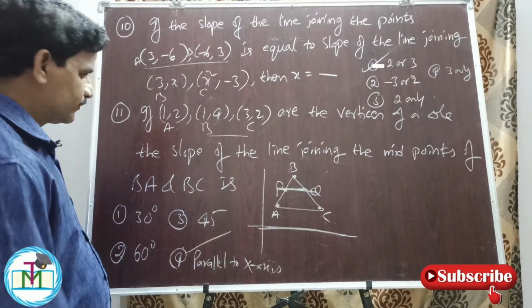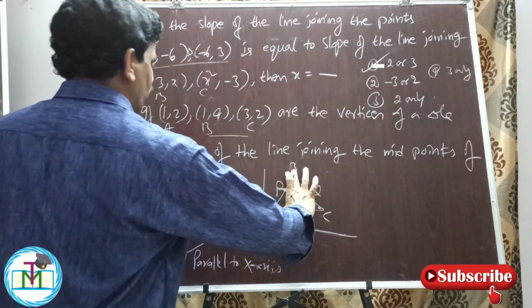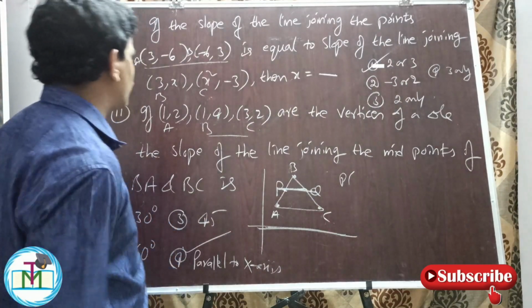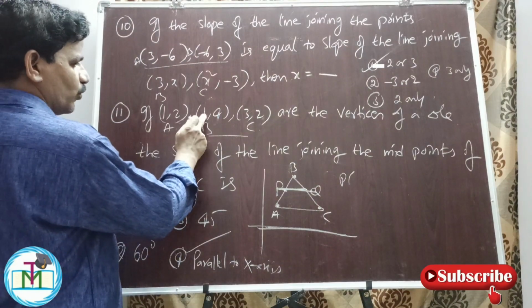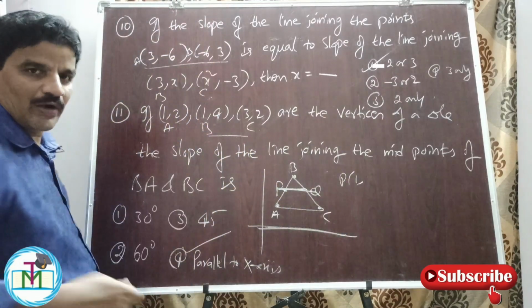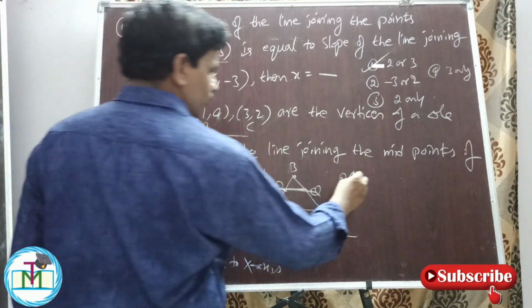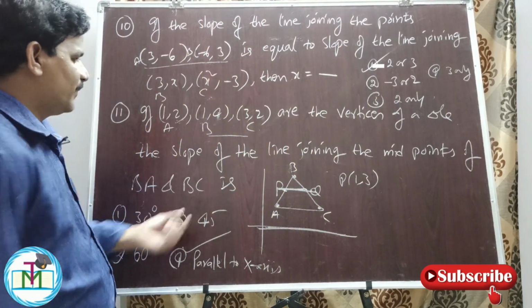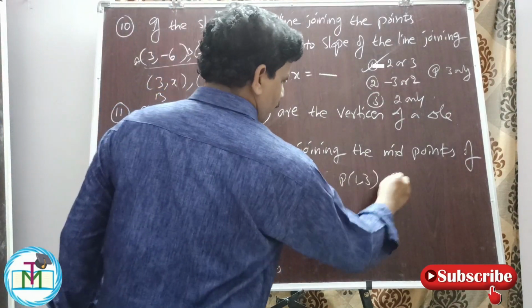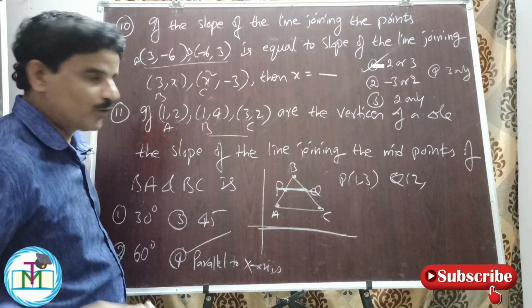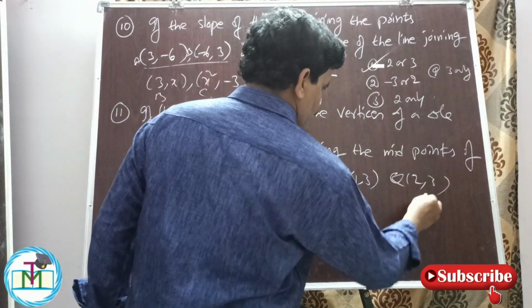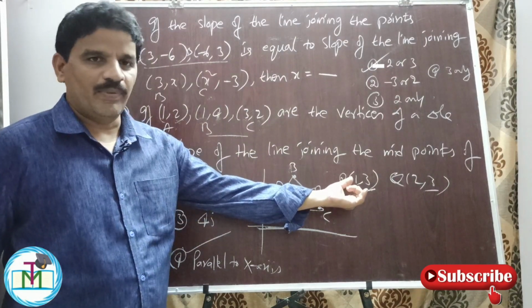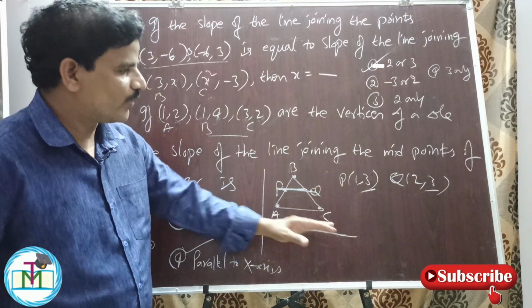Midpoint of AB is P, (x1 plus x2) by 2 comma (y1 plus y2) by 2. 1 plus 1 is 2, 2 by 2 is 1, comma 2 plus 4 is 6, 6 by 2 is 3. This is the midpoint of AB, which is P. Now the midpoint of BC: 1 plus 3 is 4, 4 by 2 is 2, Q is 2 comma (4 plus 2) by 2, 3. So here you can see y coordinates are the same, which means PQ is parallel to the x axis.